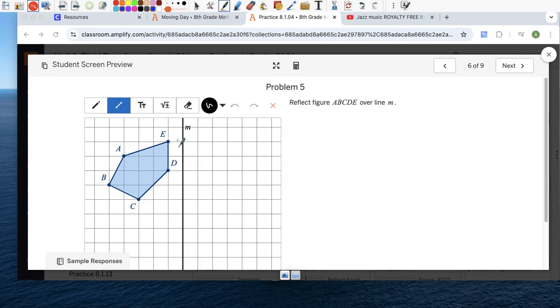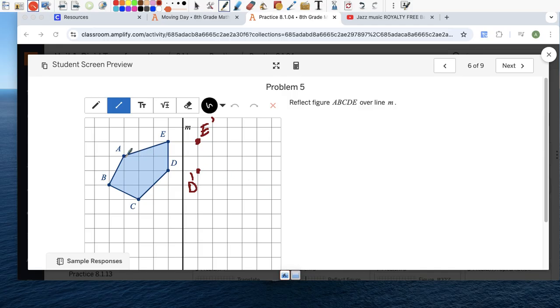If that was a mirror, a line as a mirror, where would their images be? Well, that's just simply a reflection. So Edward here is 1 unit away from the mirror, so his image would also be 1 unit away. We call it E prime. David is 1 unit away from the mirror. His image would also be 1 unit away.